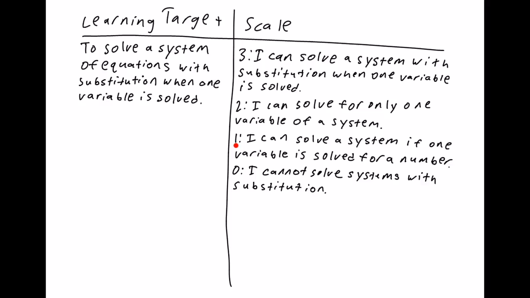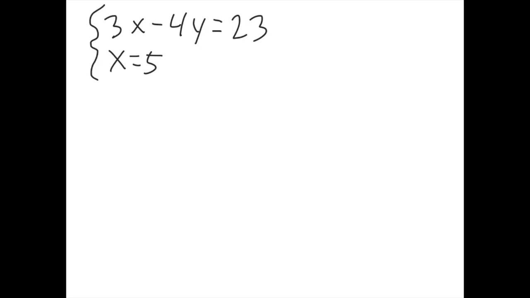You're a 1 if you can solve a system if one variable is solved for a number. So if you have x equals 5 for one of the equations, then you can solve it. And 0, you cannot solve systems with substitution. Let's get started. Alright, so here's our first system.